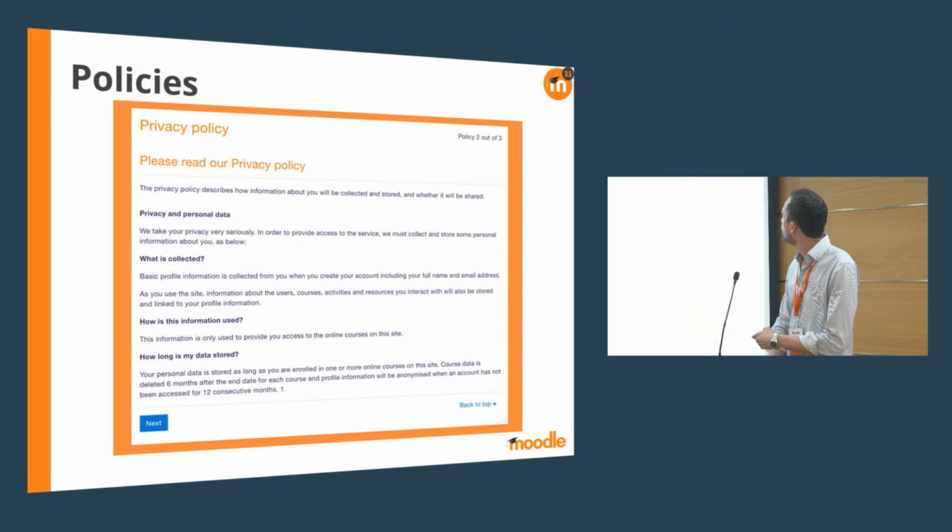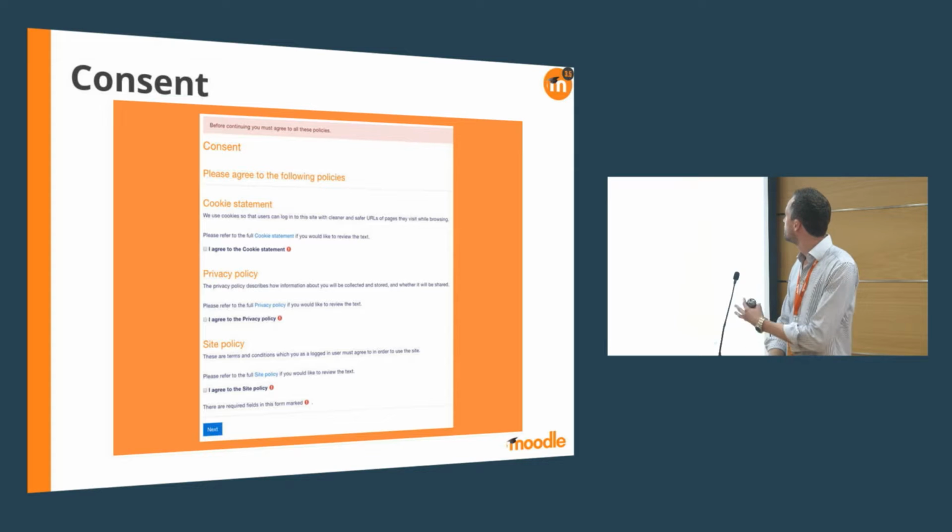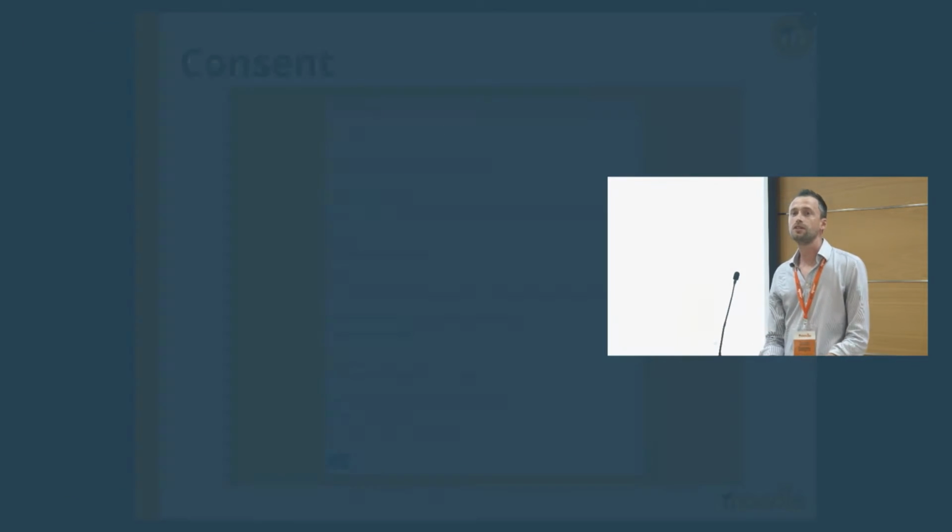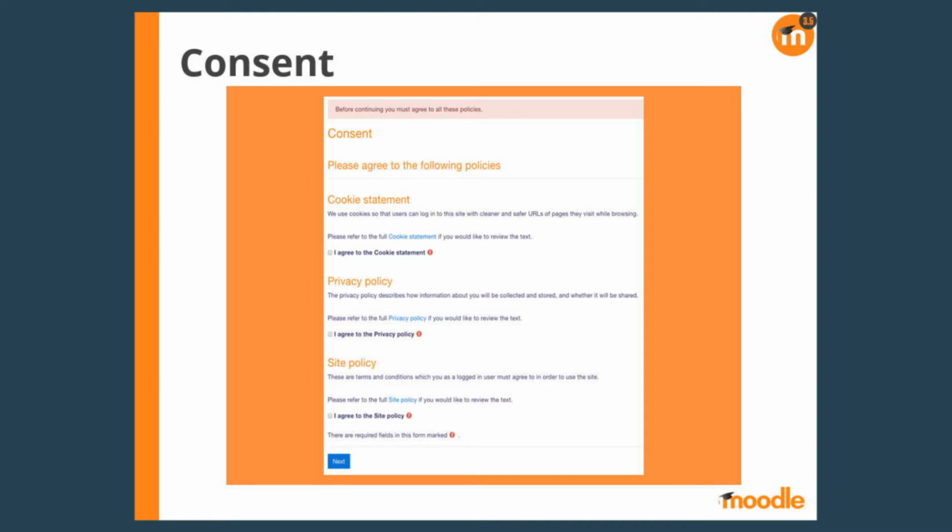And then once they've read all of the policies, they will get to this consent page. And the consent page really summarizes all the different policies that you've enabled for your site. And very importantly, for each policy, there's a checkbox that you can specifically agree to that policy and the statements within it. So this is very important under GDPR. And once you've agreed to all of the policies, is when you'll be able to access the site.